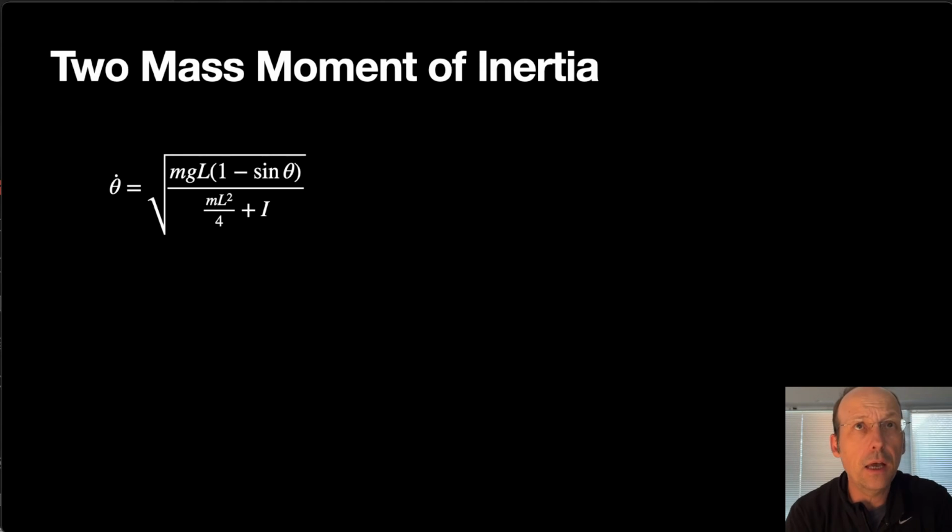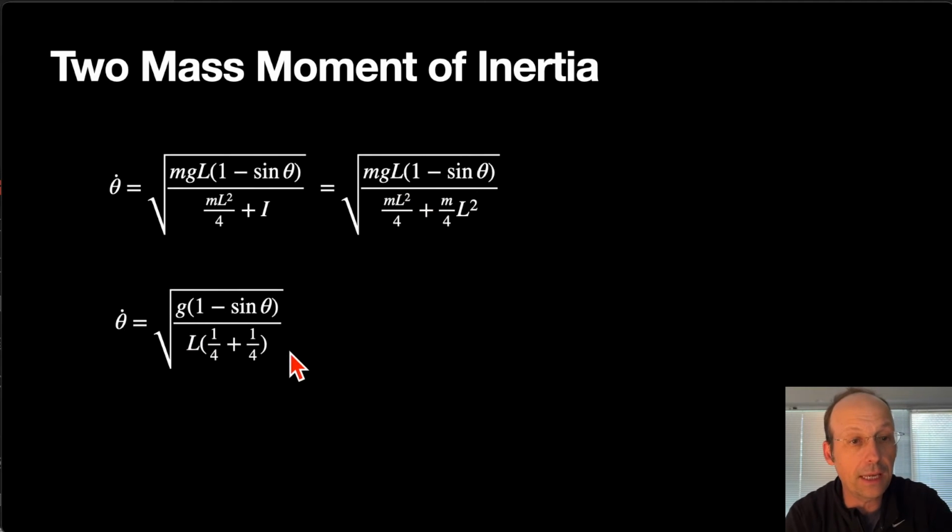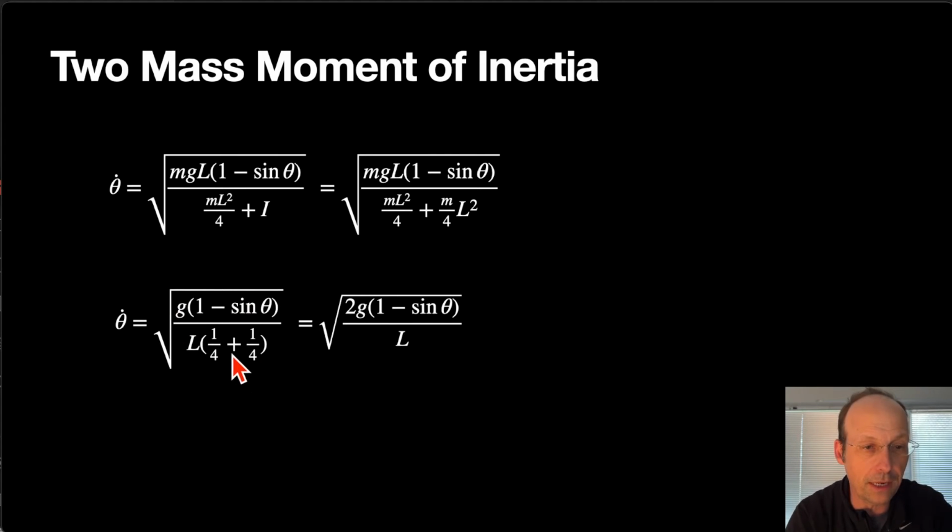So here's my theta dot with my moment of inertia I. And if I just put in my value for my moment of inertia, mL squared over 4, it looks like that. And this looks a little bit nicer, right? I can get things to cancel. All the masses cancel. The L doesn't quite cancel because I have an L on the top and an L squared on the bottom. So I get this, and then I have 1/4 plus 1/4, so that's just going to be equal to 1/2, and then I bring the 2 up top, and I get 2g(1 minus sine theta) over L, square root.